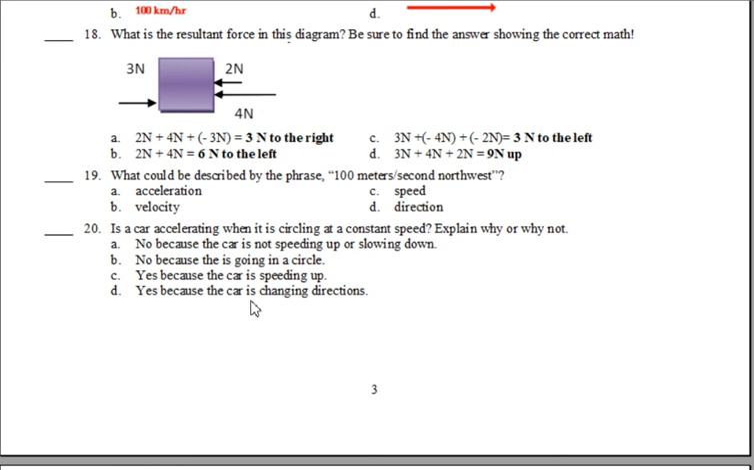Number 19. What could be described by the phrase 100 meters per second northwest? A, acceleration, B, velocity, C, speed, or D, direction?